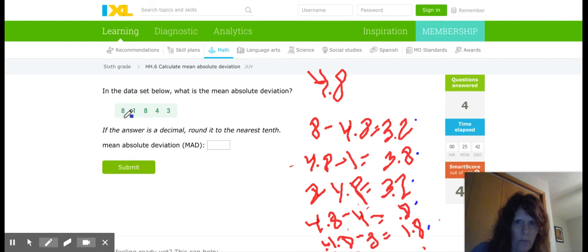Now I'm going to divide 12.8 by 1, 2, 3, 4, 5. 12.8 divided by 5. Remember, we're going to end in a decimal, and it tells us right here we're going to round to the nearest tenth. So 12.8 divided by 5.